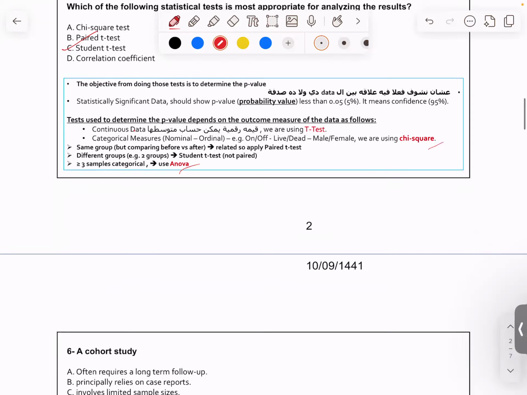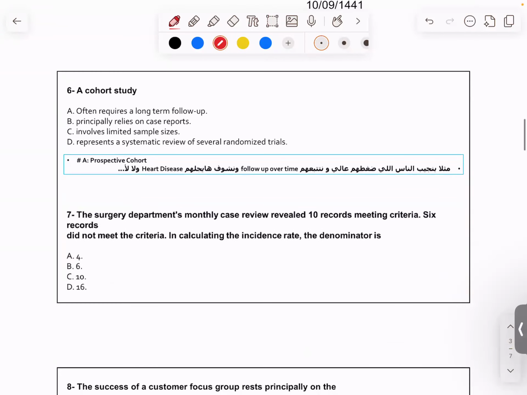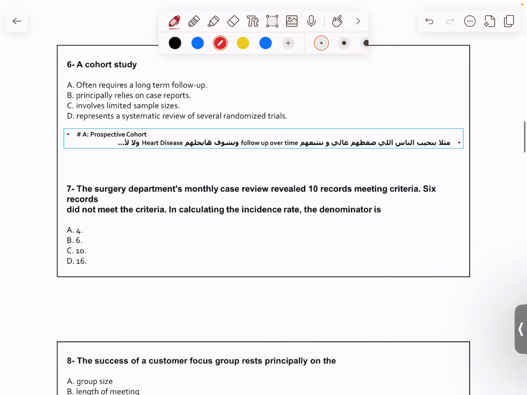Number 6: a cohort study, A, often requires a long-term follow-up. B, principally relies on case reports. C, involves limited sample sizes. D, represents a systematic review of several randomized trials. What's the answer? Cohort? The study follows participants over time.